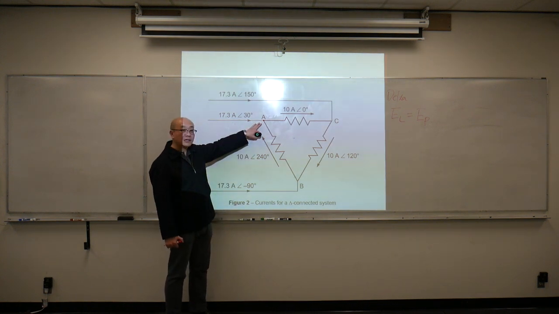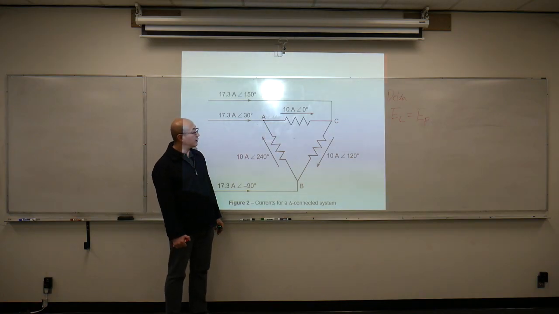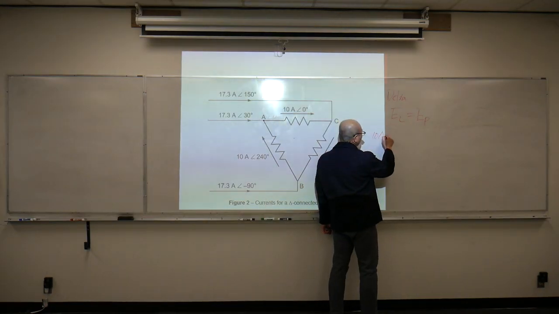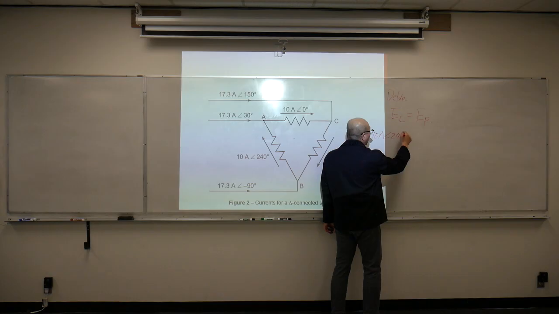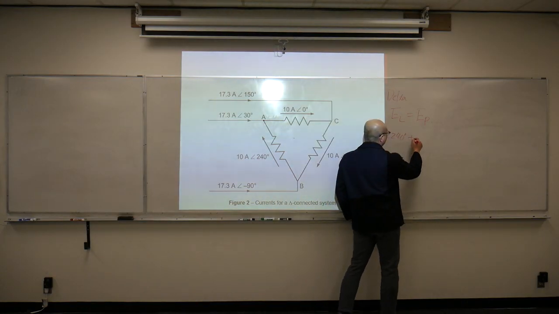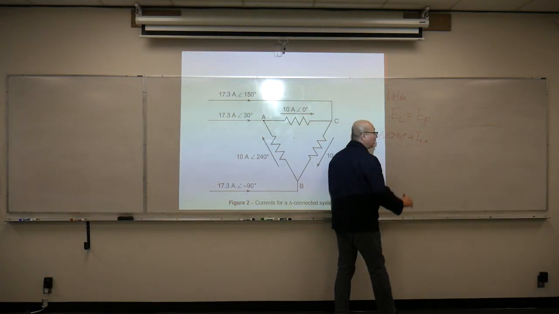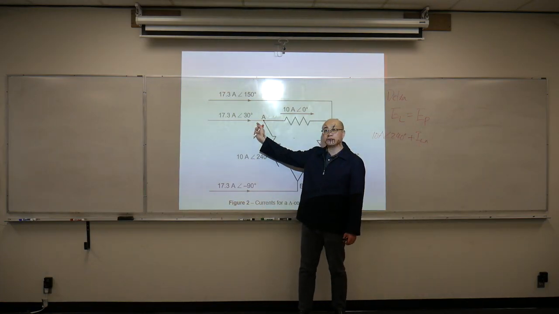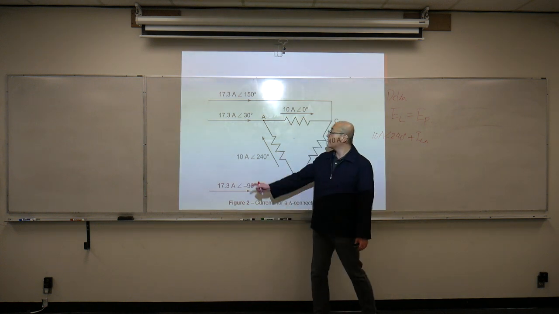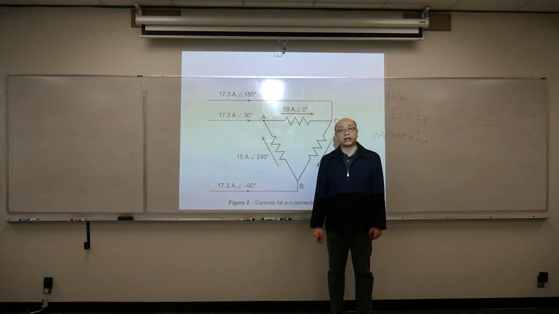So Kirchhoff's current law tells us the current going into the junction will equal the current coming out of the junction. How much current is going into the junction? I will have 10 amp, 240 degree, this current going into the junction, plus my line current on line A going into the junction. The only current coming out is this current, 10 amp at 0 degree.